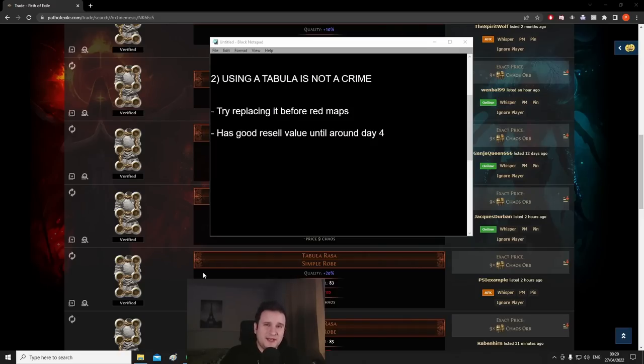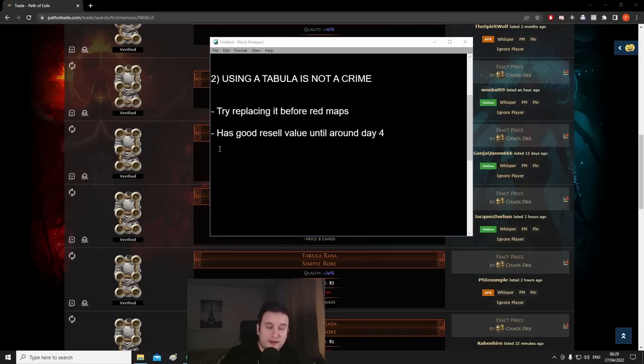Next up, using a Tabula is not a crime. Now, I know a lot of people like to use a 5 link, get a little bit of stats on their body armor. I personally don't think you can ever replace a Tabby for a Leaguestart because usually you're going to be bleeding for damage. That's obviously a softcore perspective. If you're on hardcore, it's a lot different.